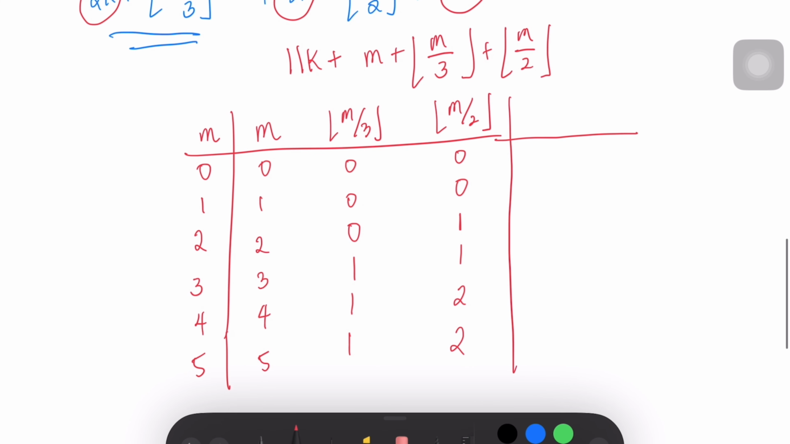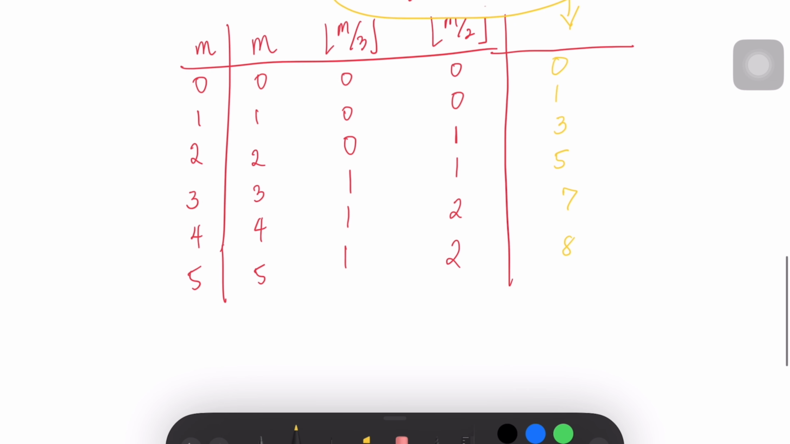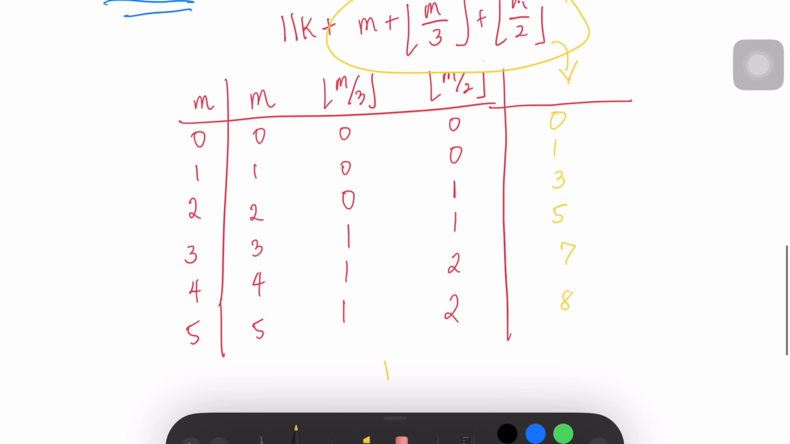Finally, we add them to get the expression that we want. So add them: 0, 1, 3, 5, 7, and 8. Therefore, this thing here is actually 11k plus, let's say, y, where y is an element of 0, 1, 3, 5, 7, and 8.